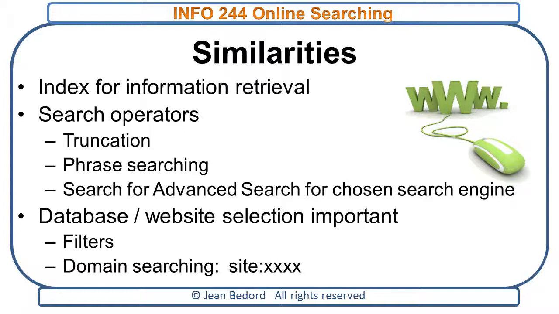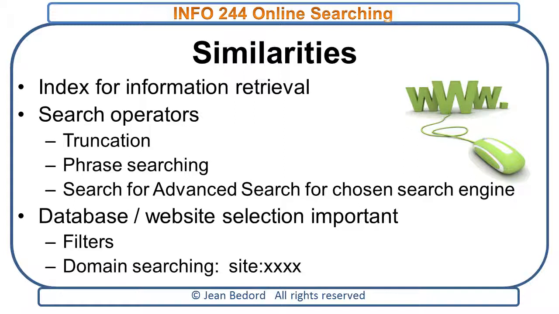Let's look at the similarities between these two types of search engines. To begin, they all provide an index for information retrieval. To find information, the user types in a search query. All of them have basic keyword searching. In addition, many search operators that you have learned in the professional search engines are also available for web searching. They just aren't obvious. You have to go find the advanced search page to learn about them.